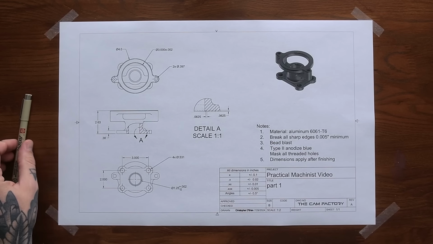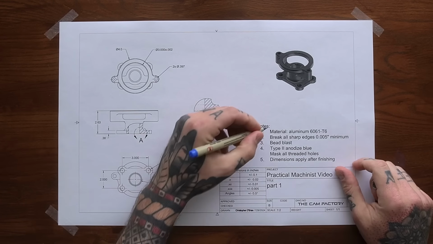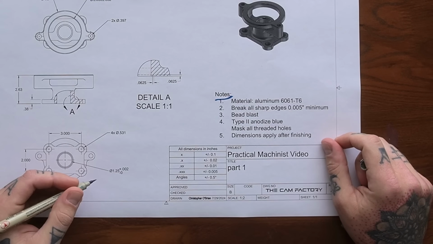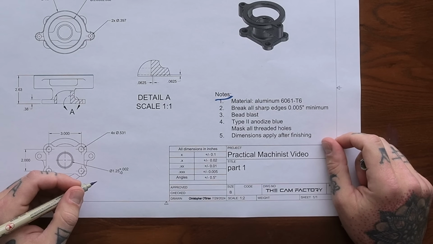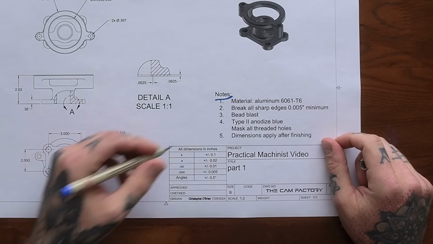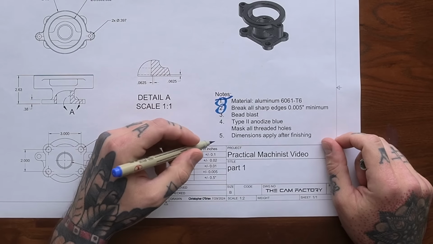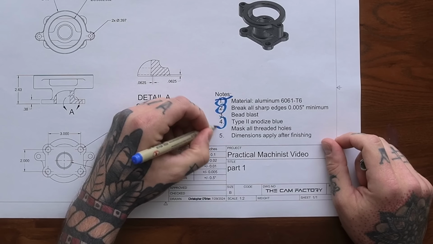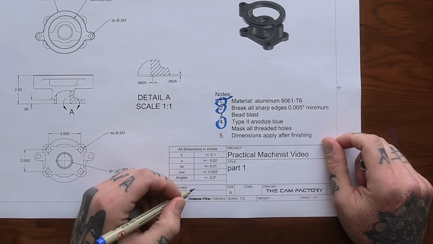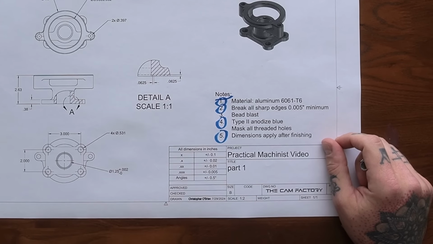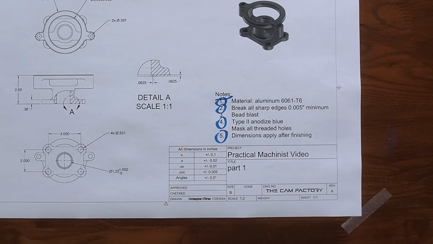A good starting point is the notes section. This drawing includes 5 notes. Only 3 of them concern the machining process: material type, edge break, and dimensions applying after finishing. I'm not too concerned with the buildup of Type 2 ano, but I will make a mental note as we scan the rest of the drawing.